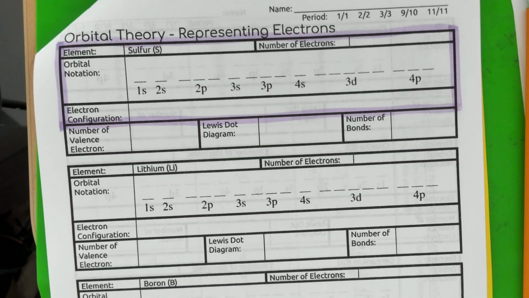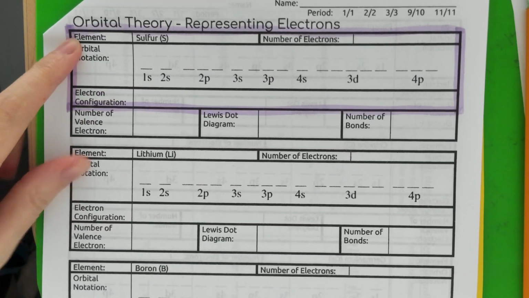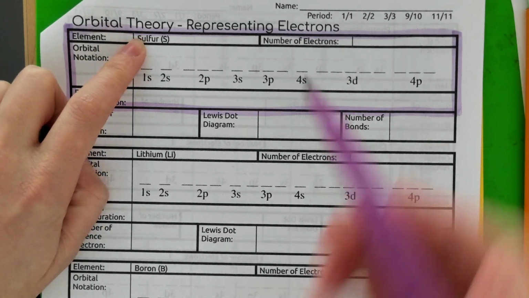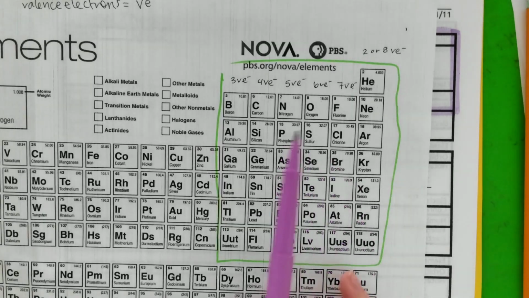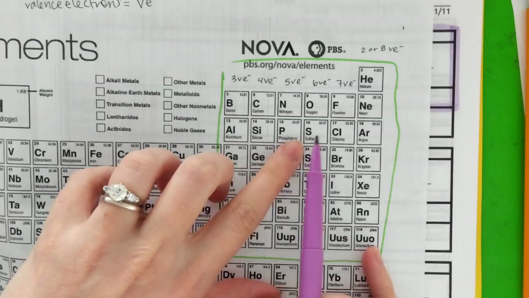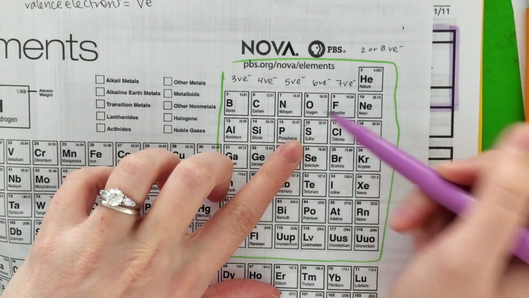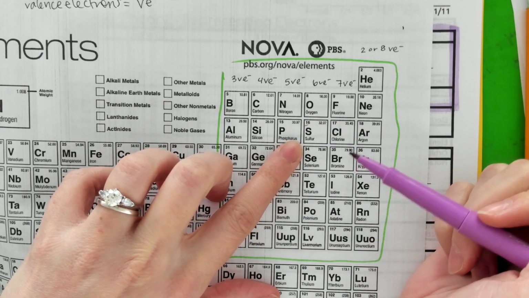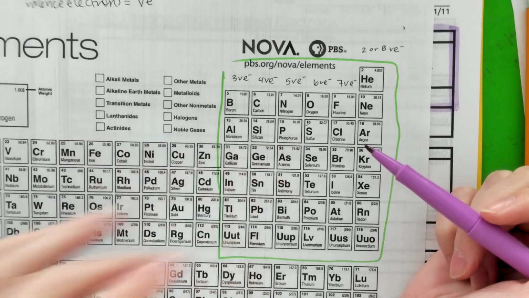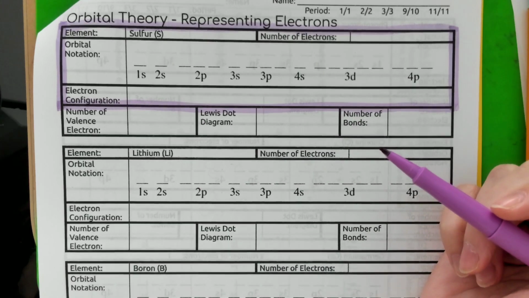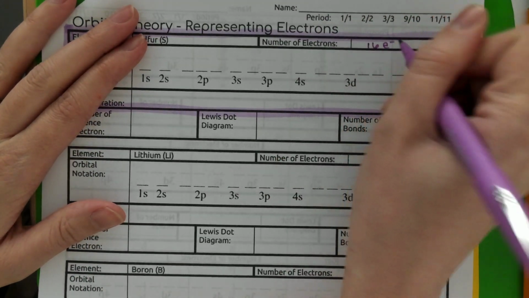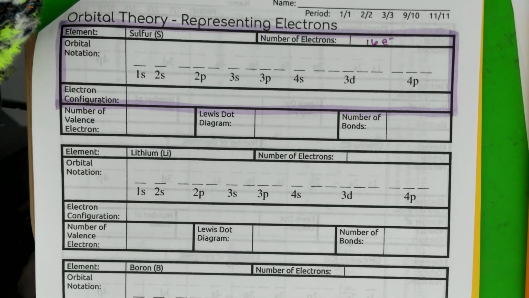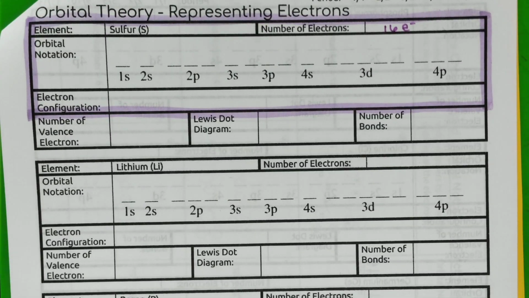All right, so for our first element, we have sulfur. So we first need to find out how many electrons we have. So if we go to the periodic table and find sulfur, sulfur is right here. It is a non-metal. We look right here and we can see it's element number 16. Element number 16, that means it has 16 protons, and therefore also, hopefully you already guessed it, 16 electrons. Zoom in a little bit more here. All right, so let's go ahead and finish filling this out.